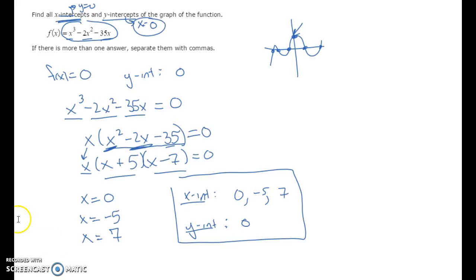And good luck. The big walk away here, too, I'll just say, is whatever intercept you're trying to find, you make the other thing 0. So y-intercept means x is 0. X-intercept means y is 0. And then use all the techniques we've learned to solve that out.